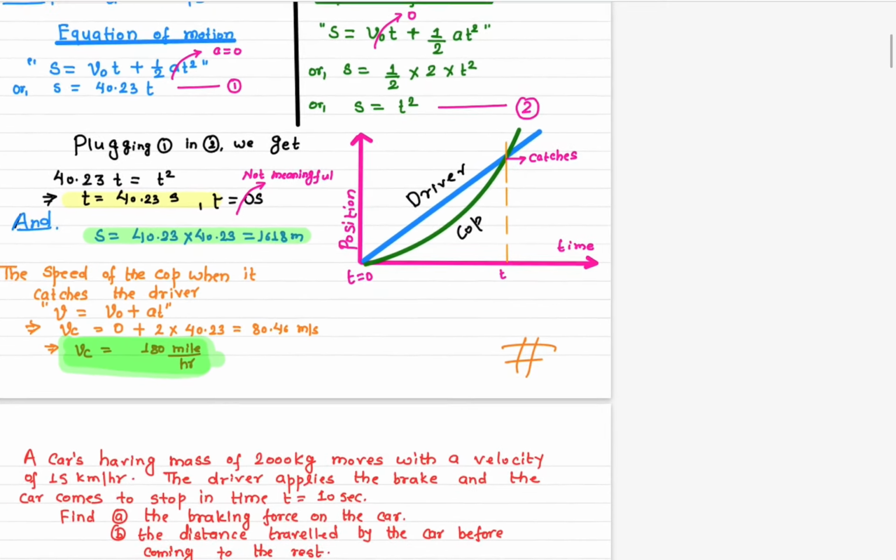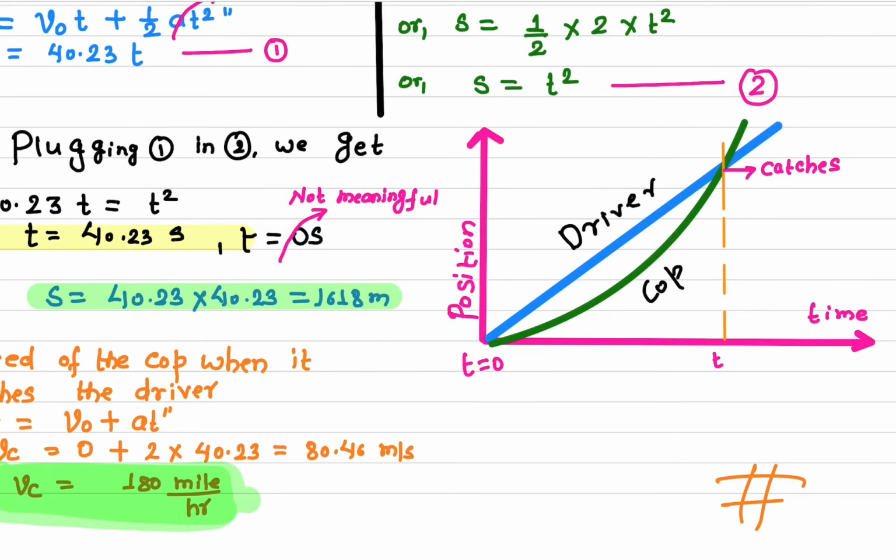So you can get more intuition from this graph here. This is the time, and this is the position. The blue line is for the driver. What does the line mean here? That means the driver is moving with a uniform velocity, uniform speed. And this one is a quadratic equation, so the speed is now increasing.